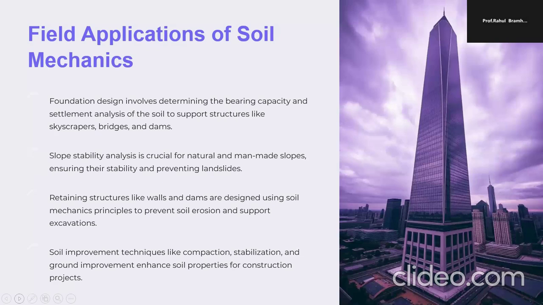Next is slope stability analysis. For finding out slope stability, we use soil mechanics. In slope stability analysis, soil mechanics is used for natural and man-made slopes, to ensure their stability and prevent landslides. This is the main purpose of using soil mechanics in the design and analysis of slope stability.